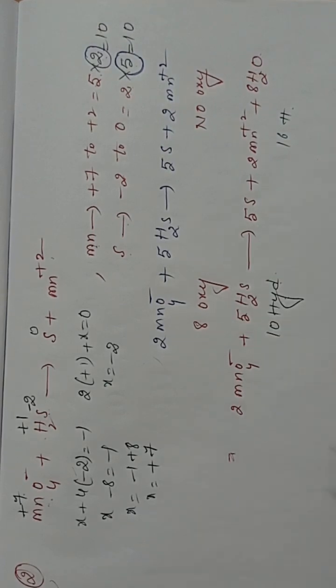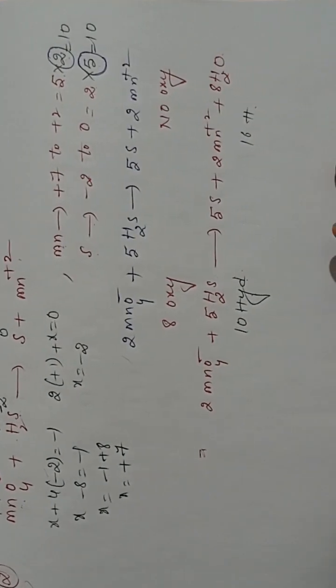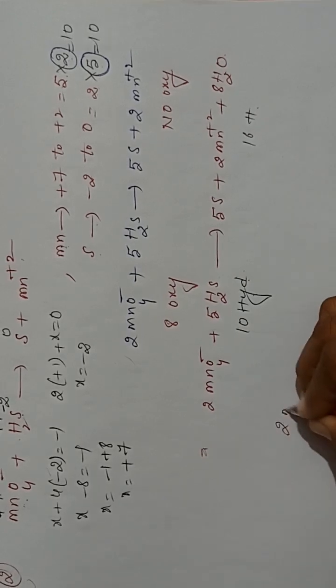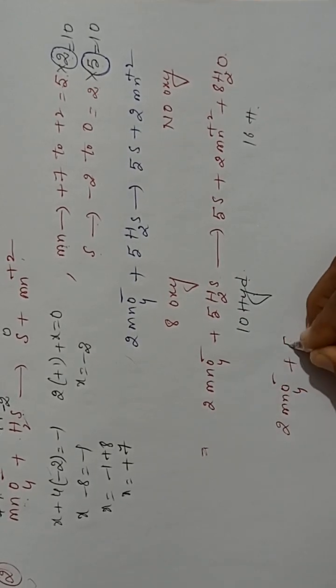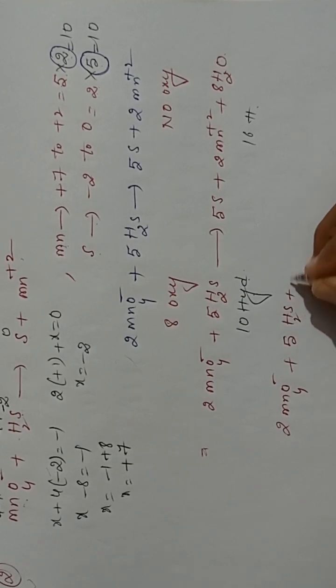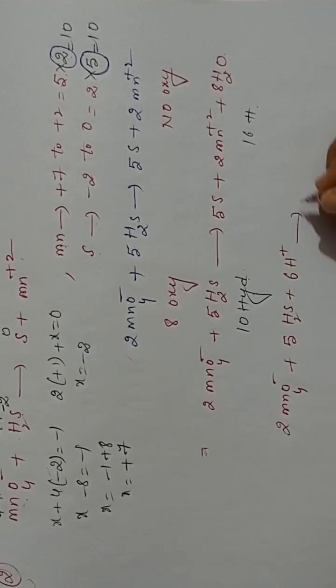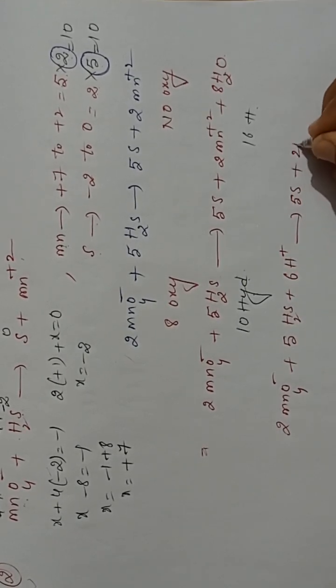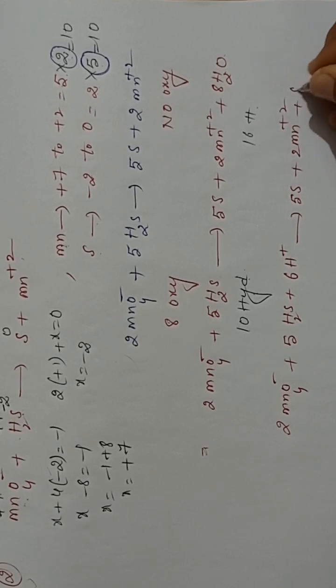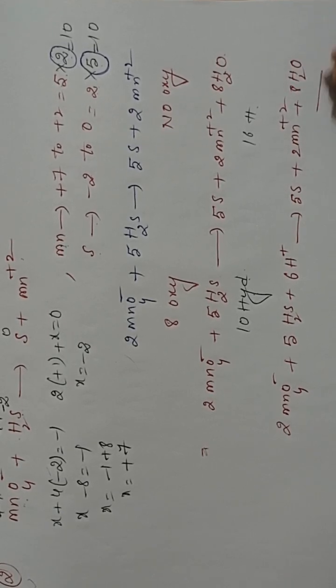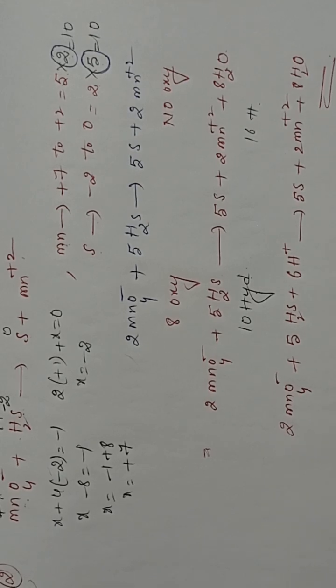So the final equation is what you can write, students? Final equation: 2 moles of MnO4 minus, 5 moles of H2S, plus 6 moles of H plus gives rise to 5 moles of S, 2 moles of Mn plus 2, plus 8 moles of water. Clear, students? So like this you have to balance the redox reaction.